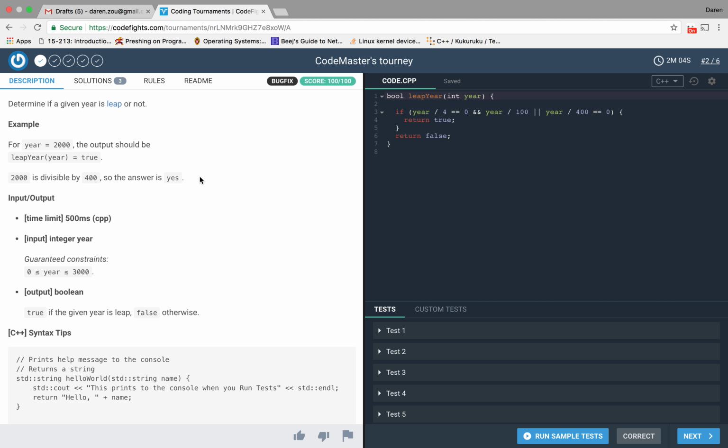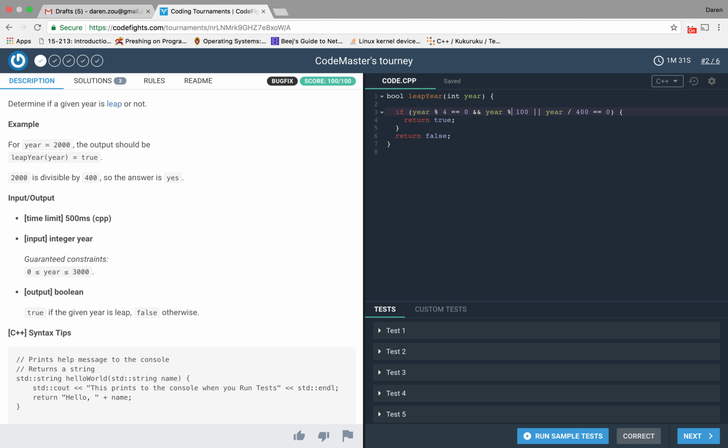So this first problem is to determine if a given year is a leap year. Most of these problems are actually repeats, so I've seen all of these problems. It's almost mindless practice, just to give myself some practice. I know the rules to leap years because I've seen this problem multiple times. A leap year is a year that's divisible by 4, but not 100 unless it's divisible by 400.